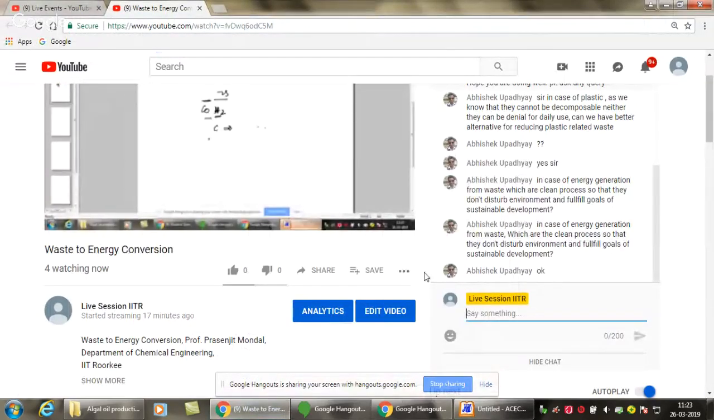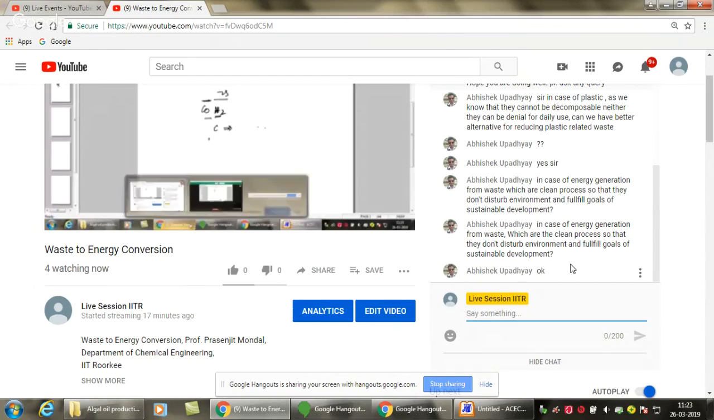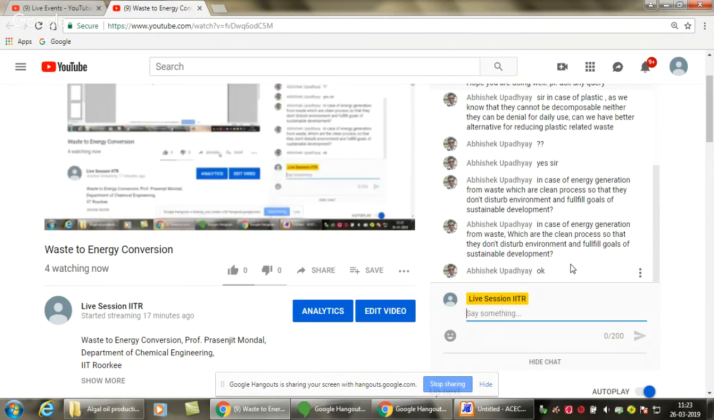Yeah. So now, Abhishek, your question is, in case of energy generation from waste, which are the clean processes so that they don't disturb the environment and fulfill goals of sustainable development.